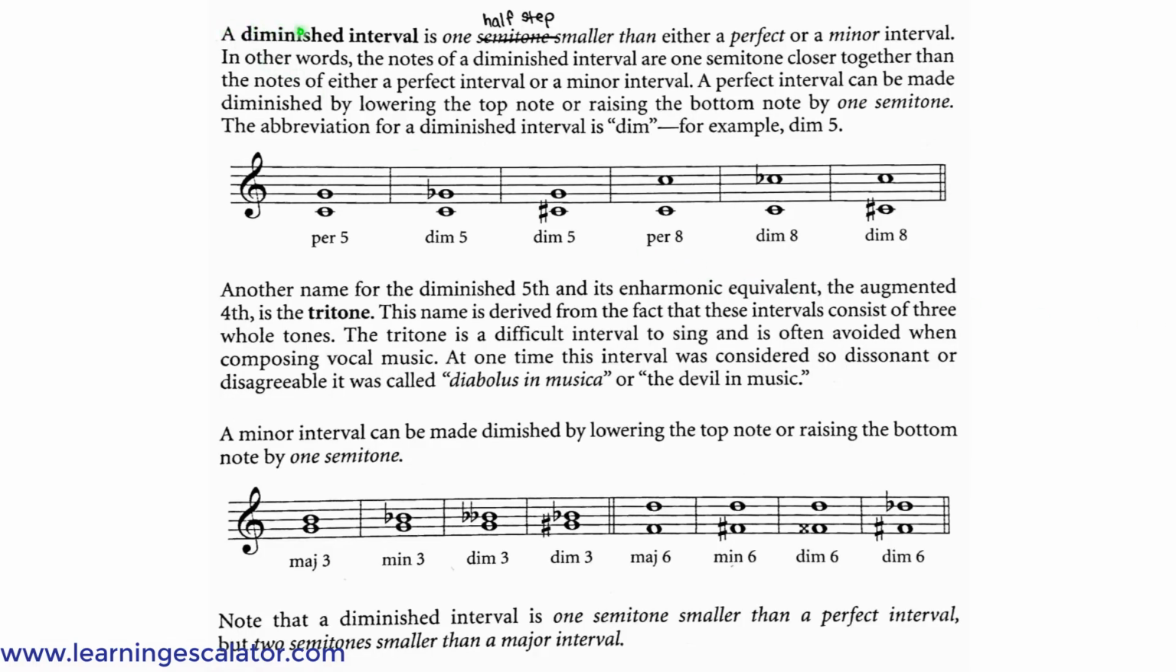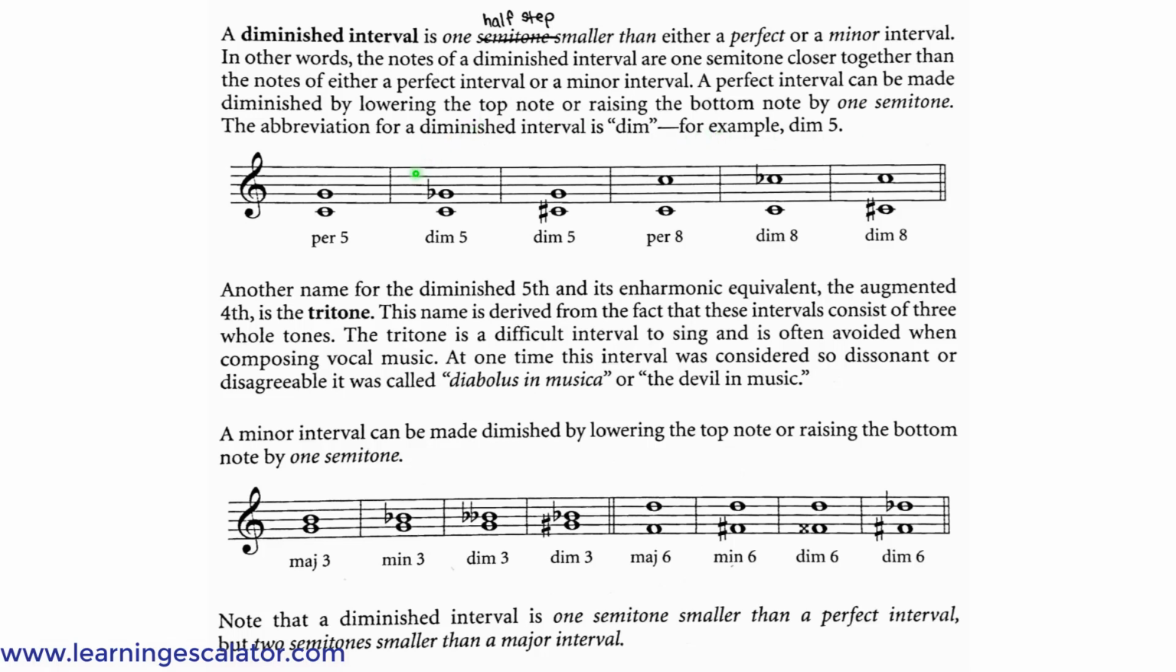A diminished interval is 1/2 step smaller than either a perfect or minor interval. In other words, the notes of a diminished interval are 1 semitone closer together than the notes of either a perfect interval or a minor interval. A perfect interval can be made diminished by lowering the top note or raising the bottom note by 1 semitone or 1/2 step. The abbreviation for a diminished interval is dim, for example, dim 5.